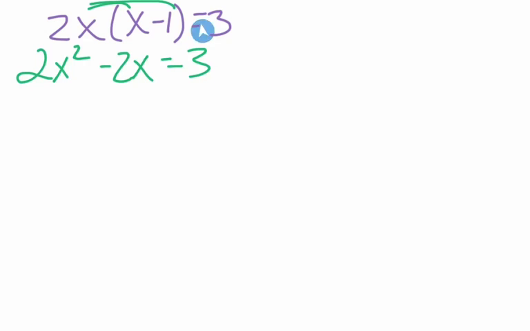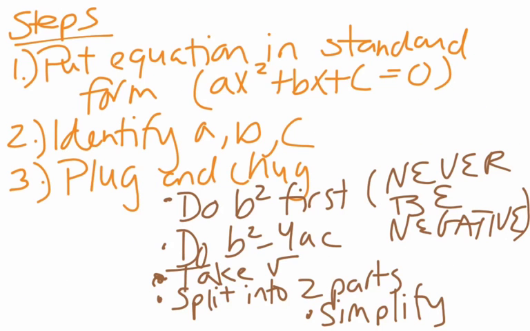Notice that the c value is still on the wrong side. So that first step was to put it in standard form, which is ax squared plus bx plus c equals 0.